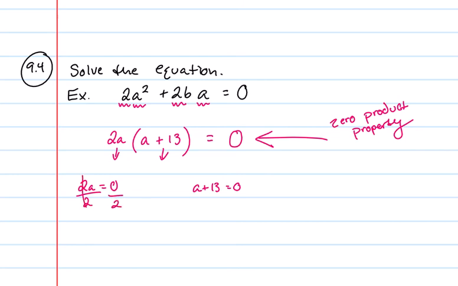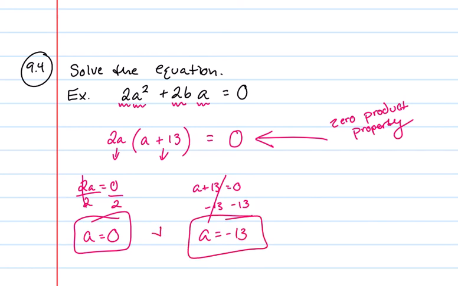And I divide by 2. 0 divided by 2 is 0. A equals 0. So that is one of my options. And then I subtract 13 from each side. And I get a equals negative 13. These are my two solutions. And I can write it a little bit differently. A equals 0, comma, negative 13. You could say negative 13 or 0. You can say and. Doesn't really matter. Either way, they're both solutions.